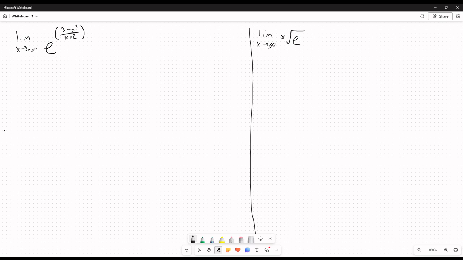We're taking the limit as x goes to negative infinity of e to the power of (3 minus x cubed) over (x plus 2). How would we do that? Well, as I said, the first thing we're going to do is move the limit inside. So we'll be doing e to the power of the limit as x goes to negative infinity of (3 minus x cubed) over (x plus 2). And now we need to figure out how exactly we're going to do this limit, because it is a little bit weird.